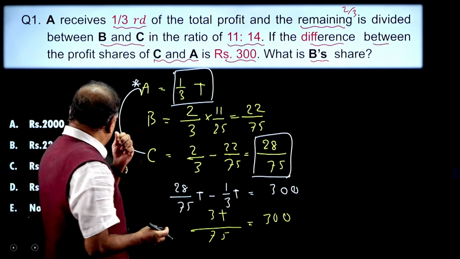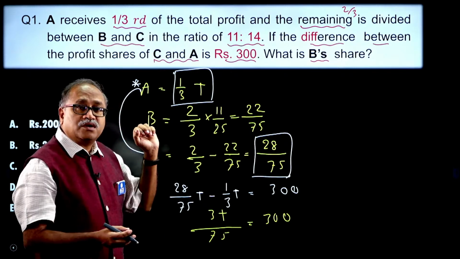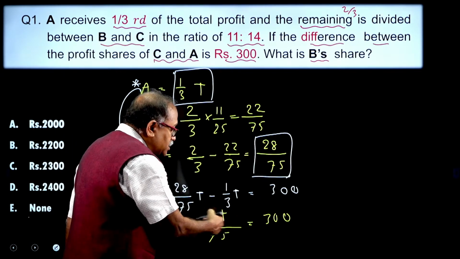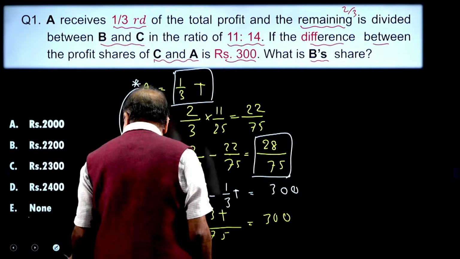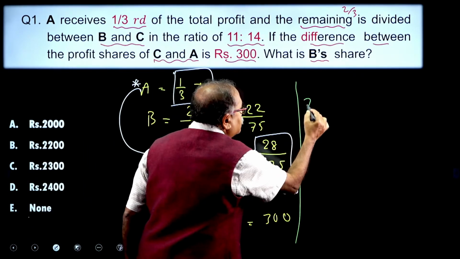So, what is the total here? What do I need? What is the B share? The B share. So, first find out what the total is. The total here is 7,500. So, I got the total as 7,500.